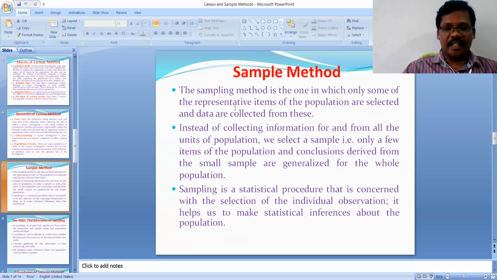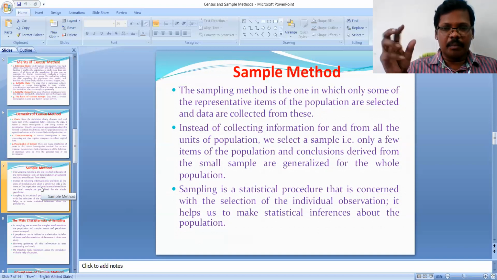Okay, sampling is a statistical procedure that is concerned with the selection of individual observations. It helps us to make statistical inferences about the population. So sampling is one of the most important procedures, and it should be concerned with the selection of the individual observation. So we have to be very careful when we are selecting the sample from the total population.